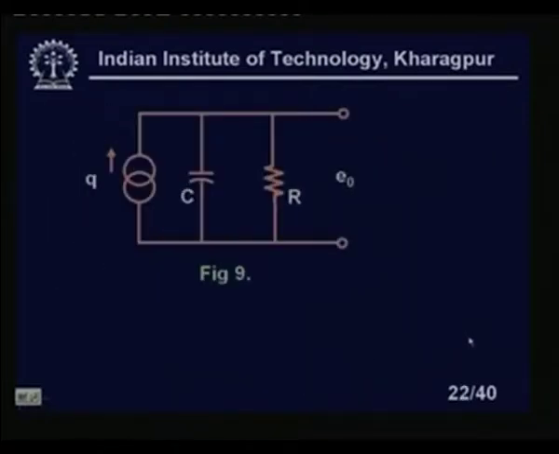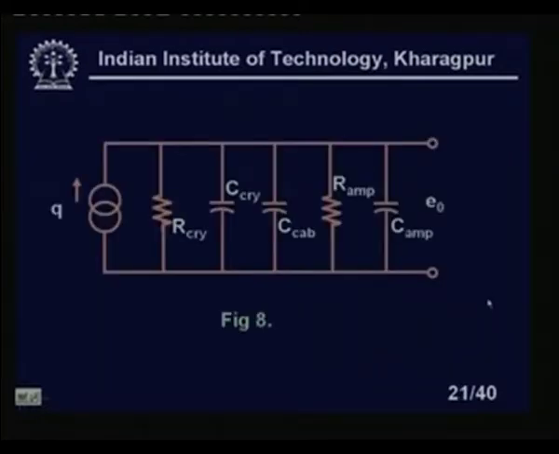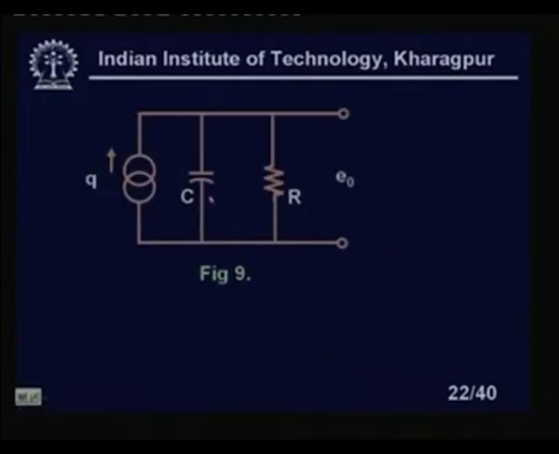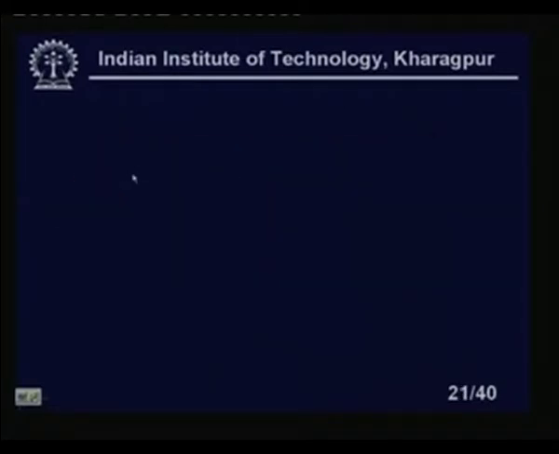Now, you see we have simplified the circuit. Here we have 3 capacitances and 2 resistances. This we have combined into an equivalent capacitance. We are writing C and R, and what are C and R? Let us look. So, this is C, all the capacitors are combined here and all the resistances are combined here. We are getting the output voltage E naught and the charge generated Q, right.